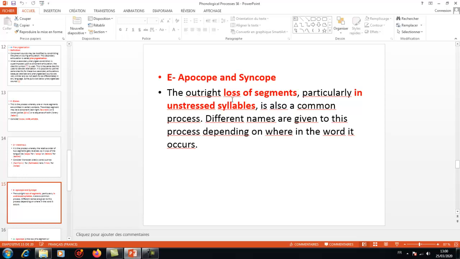Two more processes, the ones that we call apocope and syncope.